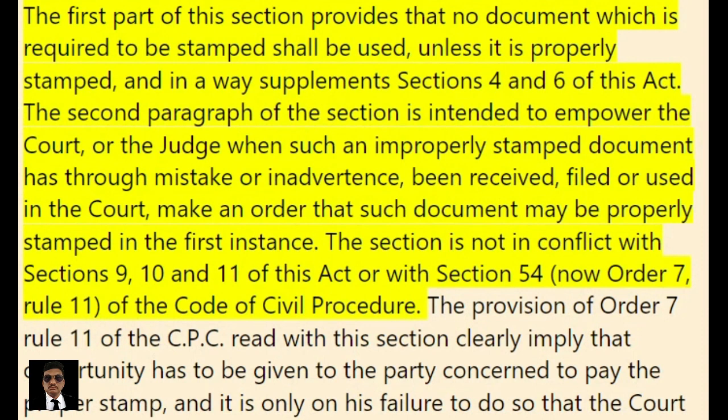The first part of this section provides that no document which is required to be stamped shall be used unless it is properly stamped, and in a way supplements sections 4 and 6 of this Act. The second paragraph of the section is intended to empower the court or the judge, when such an improperly stamped document has through mistake or inadvertence been received, filed or used in the court, to make an order that such document may be properly stamped in the first instance. The section is not in conflict with sections 9, 10 and 11 of this Act or with section 54, now Order 7, Rule 11 of the Code of Civil Procedure.